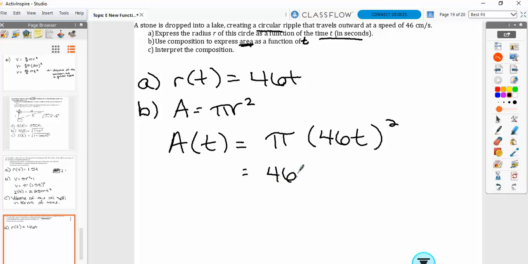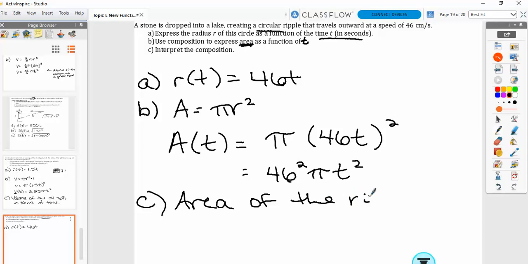And you could multiply that out if you wanted. You could leave it as 46 squared pi t squared. Either of those is fine. You're basically just giving me a formula for area at a given time. And so we interpret that, it's exactly what it is. It's the area of the ripple at a given time.